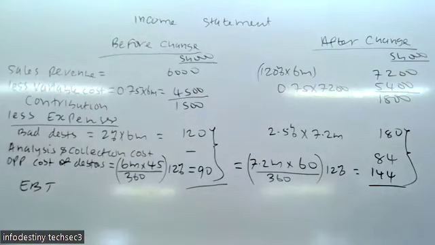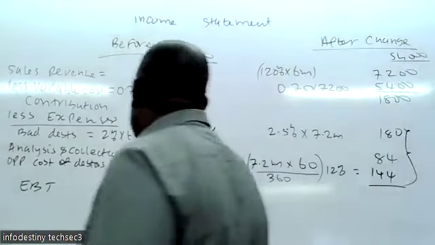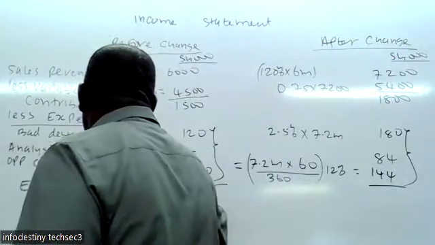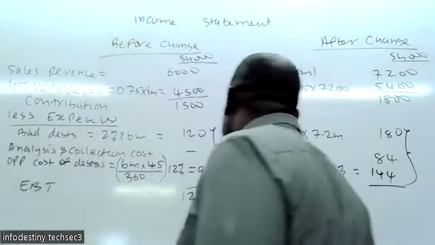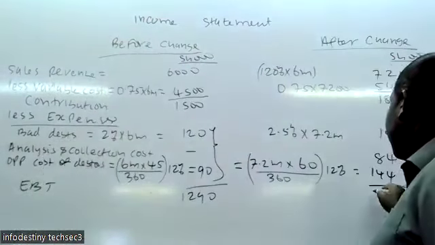So what do you get before? 1290. And this other one comes to how much? 13.